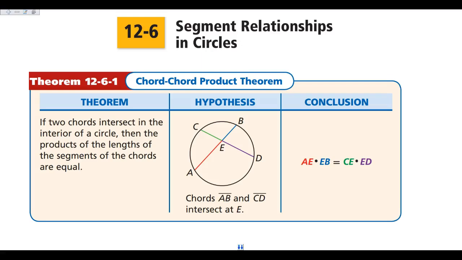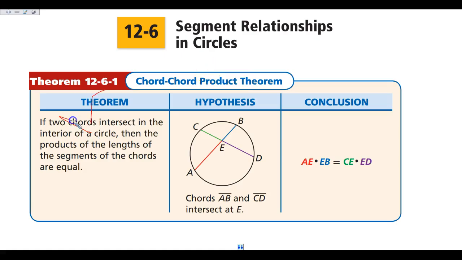Hey everyone, today we are looking at section 12.6, which is segment relationships in circles. In 12.5, we looked at angle relationships in circles and what happened when our vertices were on the circle, which was half the arc. Inside the circle, the angle was half the sum, and outside the circle, the angle was half the difference. Now we're going to look at the actual lengths of those segments.